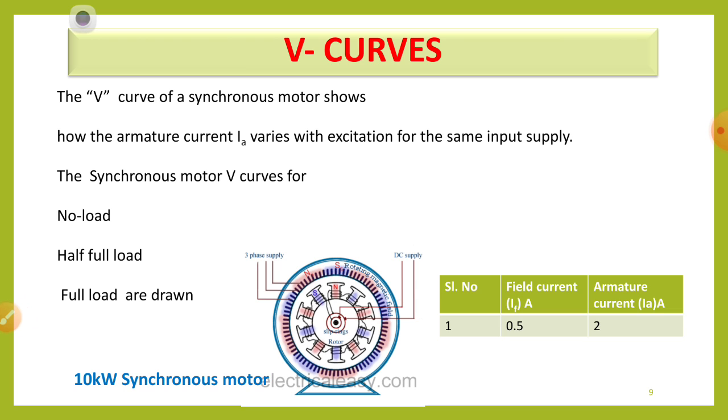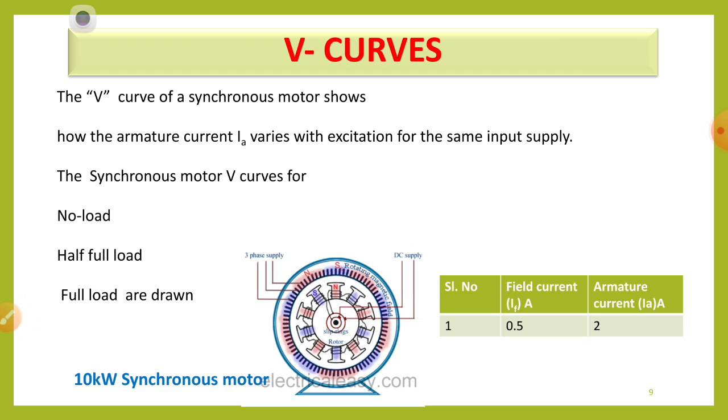Then under no load condition, what is the armature current? Even under no load, the motor draws current from the supply to meet the inherent losses: iron losses, some part of the copper losses, and friction and windage losses. You take the power factor also in the same table, with serial number, field current and another column for PF. Correspondingly take the 1, 2, 3, 4, 5, 6, 7, 8, 9, 10 readings, because a number of readings is required for a smooth curve.